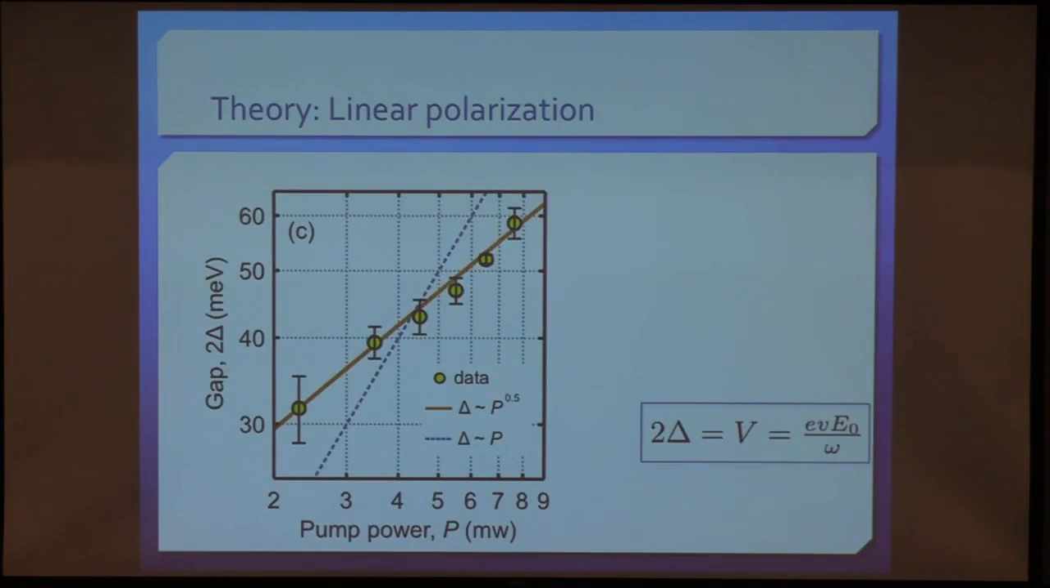Okay, so another check I can do is this gap scales with the electric field, not with the fluence of the light, which is the square of the electric field. So I can check if this is really the case. Indeed, the gap is proportional to the square root of the power of the light, which means linear in electric field. So that also makes sense.